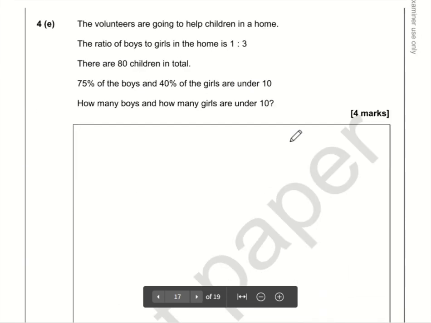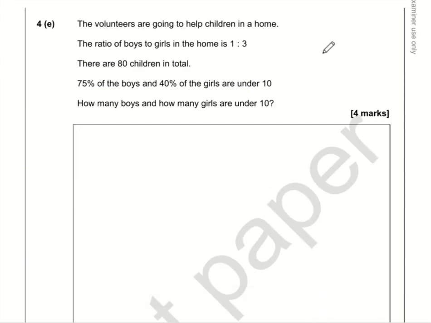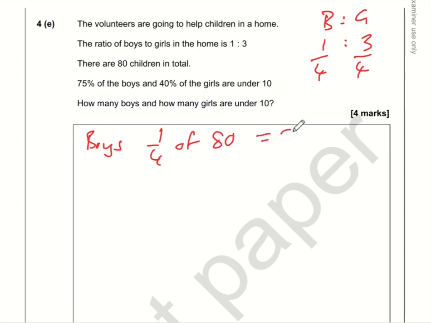Okay, so we know that the ratio of boys to girls is 1 to 3. So that means a quarter are boys and 3/4 are girls. And the reason it's quarters is because 1 plus 3 is 4. So the total number of boys is 1/4 of 80. So 80 divided by 4, which is 20. And the girls is 3/4 of 80. Well, actually, if we know that there's 80 in total, 20 are boys, then there are going to be 60 girls.